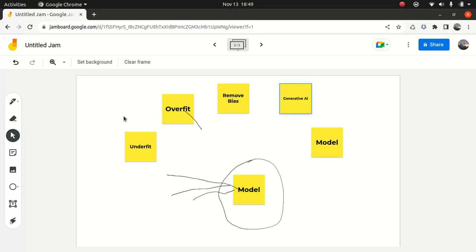So that's pretty much what I wanted to talk about. We're going to dwell on the security aspect later, because I believe it's very important that you understand why we're doing it and why it's important to train the model with the right data set. And I hope you understand what I'm trying to convey today: underfit model, overfit model, how to remove the bias, and the risks associated with generative AI.